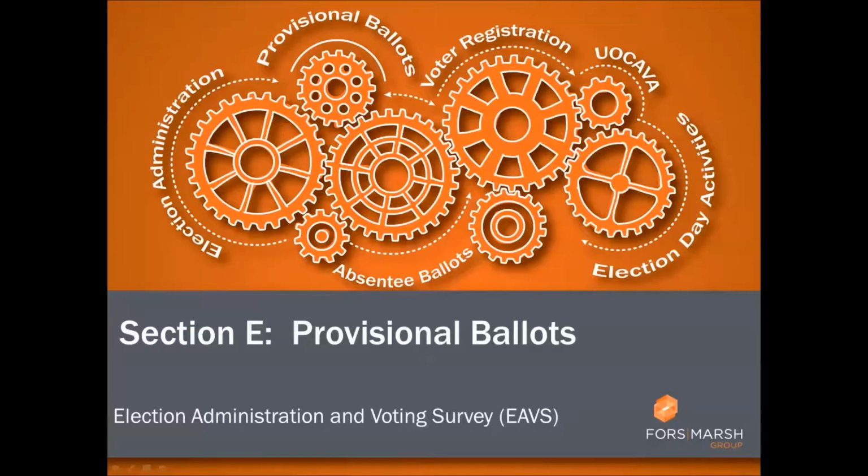Section E covers provisional ballots, and before we begin, it will be helpful for you to have two documents. First, a copy of the Election Administration and Voting Survey instrument, and a copy of the Supplemental Instruction Manual that goes along with the survey instrument.